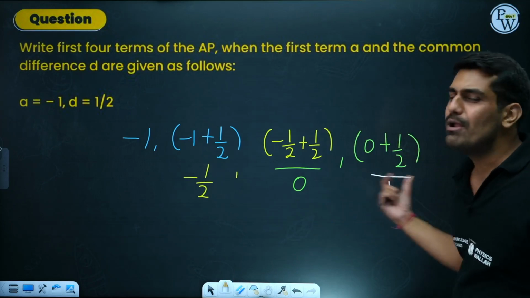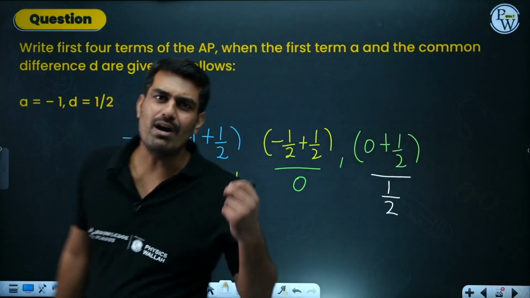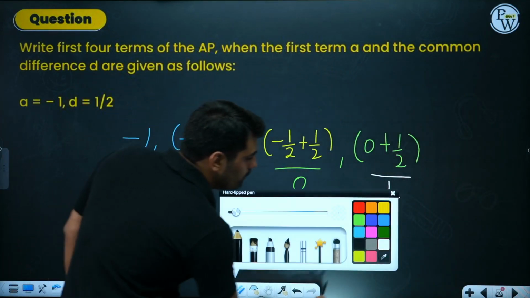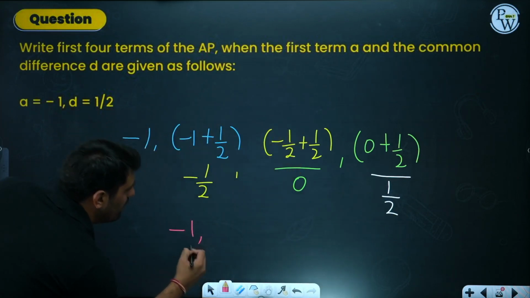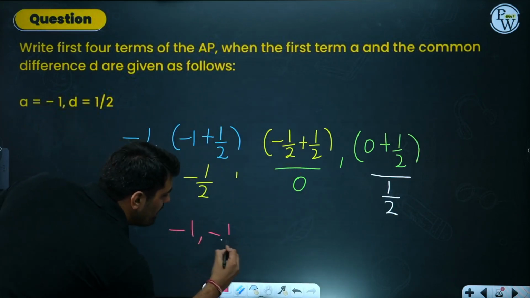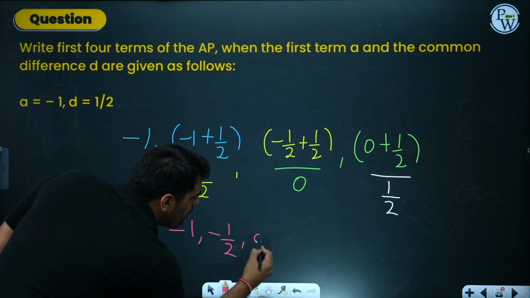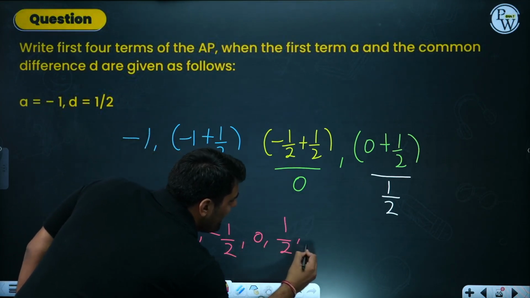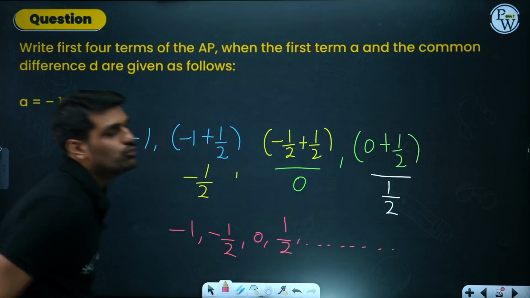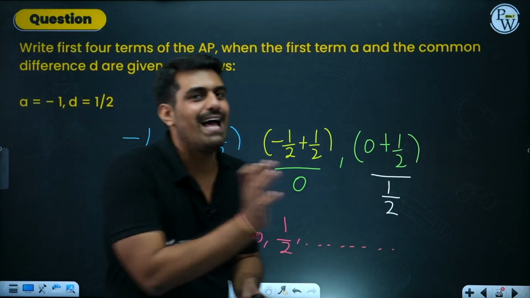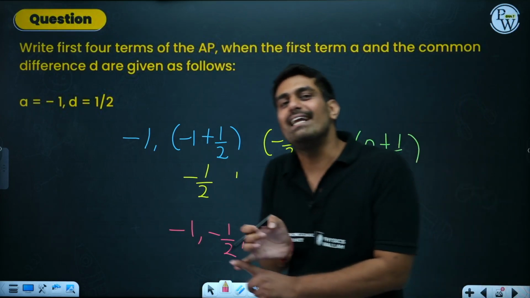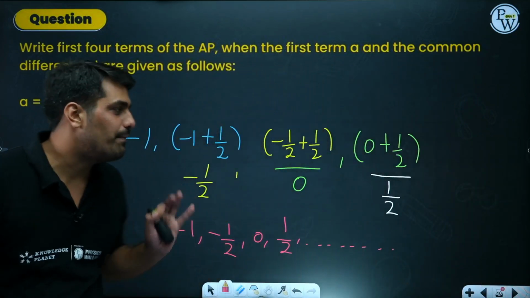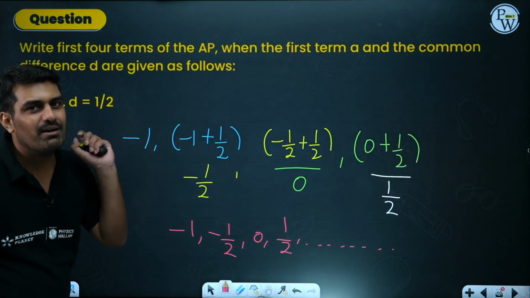So what is the AP over here? Very simple to understand. Let me write the AP with a more colorful pen. Over here, we have the first term as minus 1. Next term, minus 1 by 2. Next term, 0. Next term, 1 by 2. And you can go on doing the addition as much as you want, as much as you love doing the plus and the minus thing. Are we clear with this much? What exactly is AP and how can we generate an AP if the first term and the common difference are given?